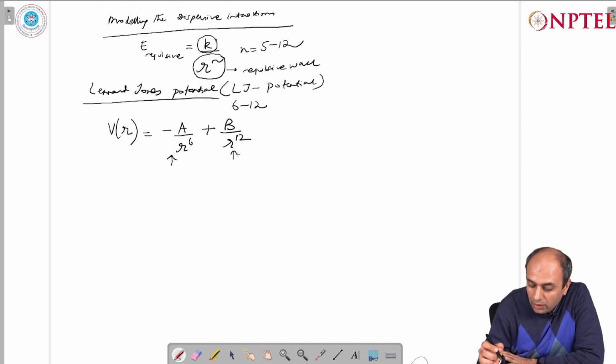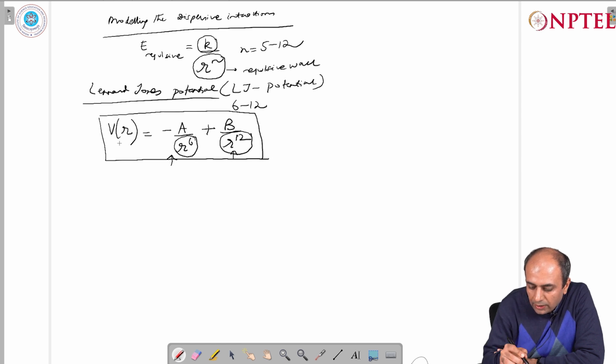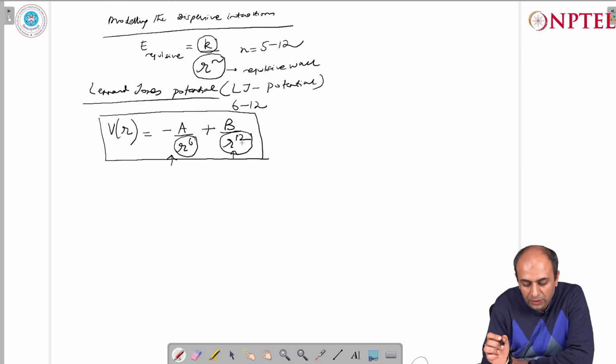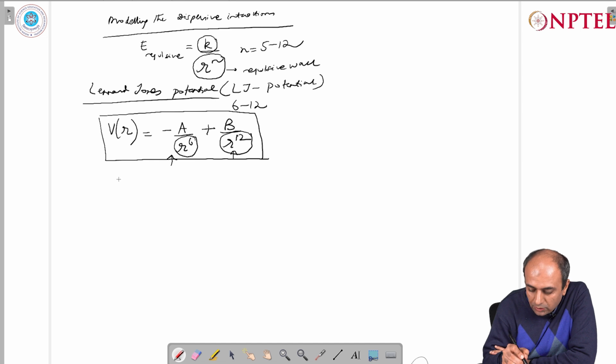where we have the attractive part of the potential and we also have the repulsive part of the potential. It is attractive as 1 by r to the power 6. This is something we realized when we discussed our instantaneous dipole induced dipole interactions, and this is the repulsive part of the potential. So to start with, we can write a more generalized expression for the potential energy as a function of distance, where we have the attractive term and the repulsive term. And the actual expression for the Lennard Jones potential is as follows.